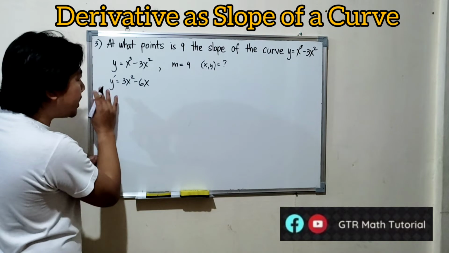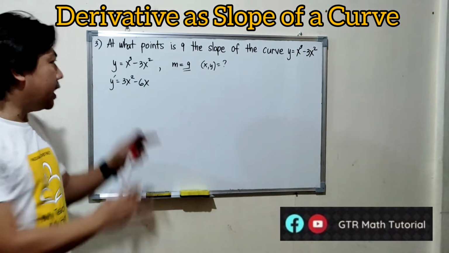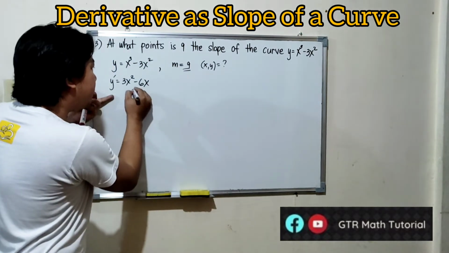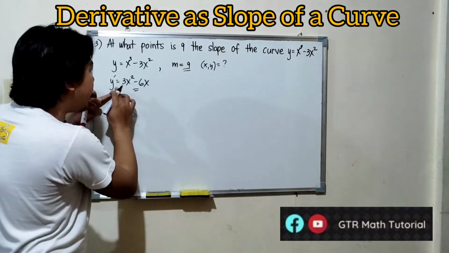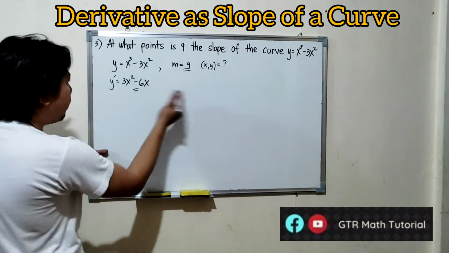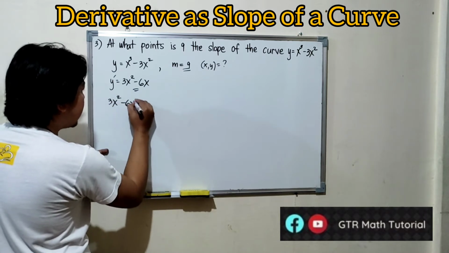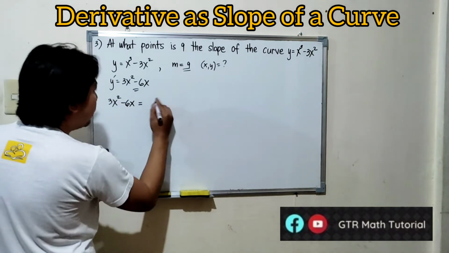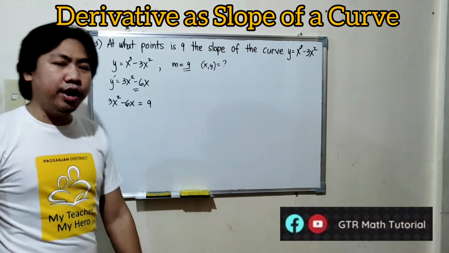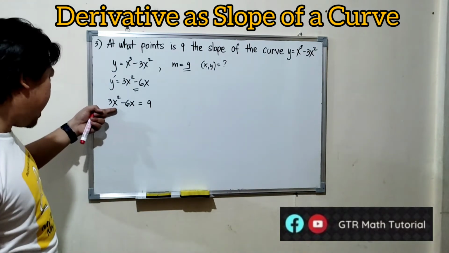So, this is the derivative, and then we have the slope. Using the definition, the derivative is equal to the slope. So, equate the two equations, m equals 9, and y prime equals 3x squared minus 6x. Then solve for x. So we have 3x squared minus 6x equals the slope, which is 9.